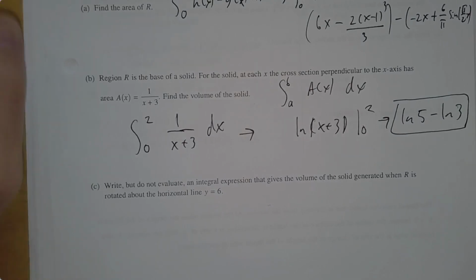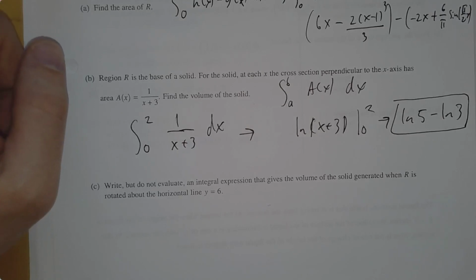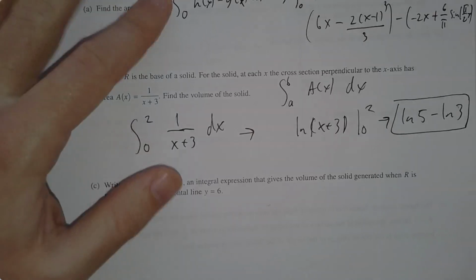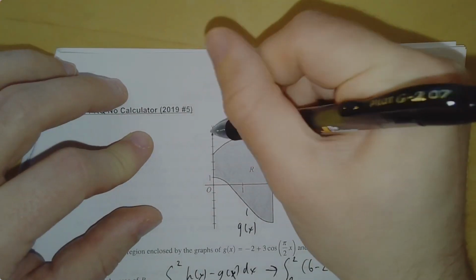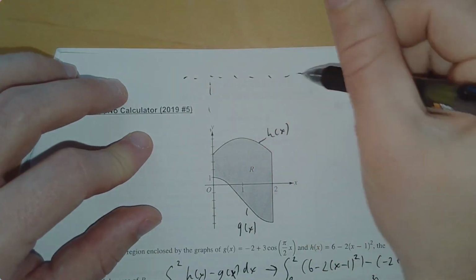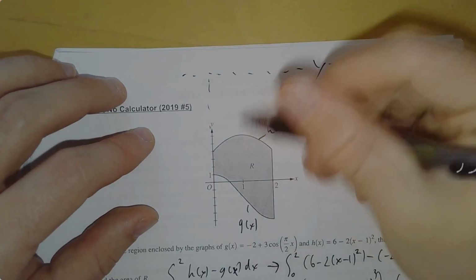C. Write but do not evaluate an integral expression that gives the volume of the solid generated when R is rotated around the horizontal line y equals 6. So let's go up to this. Let's plot roughly where. So y equals 6 is way up here, right? This is y equals 6. And we want to rotate R around that.